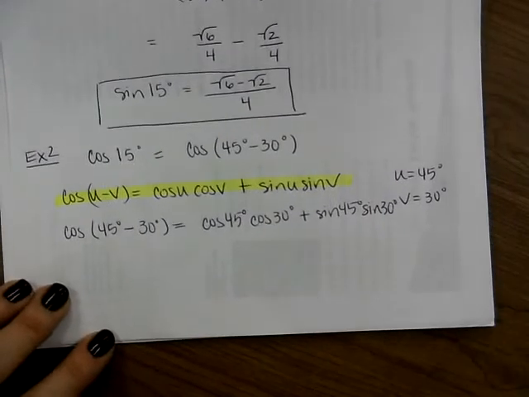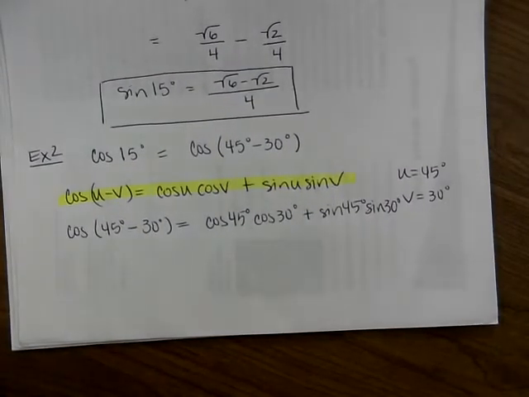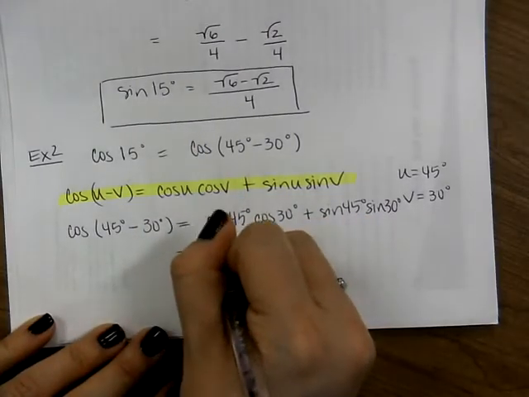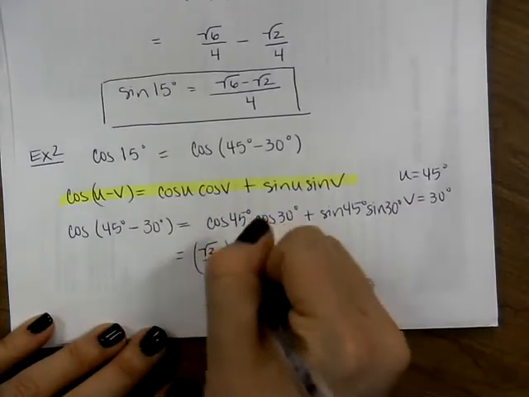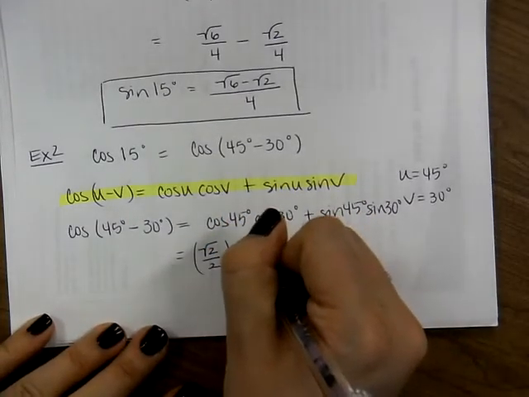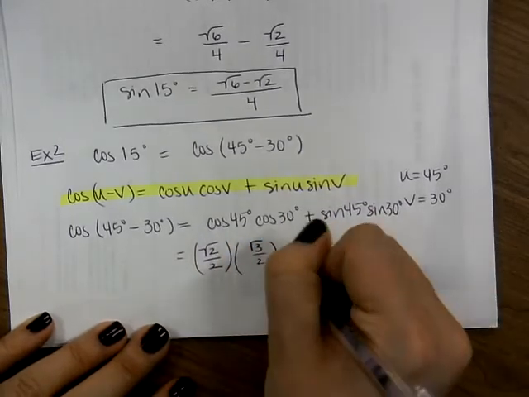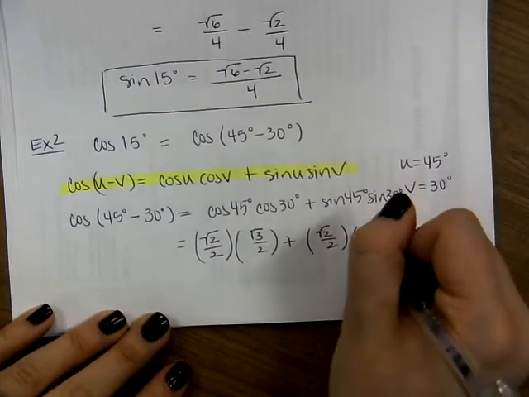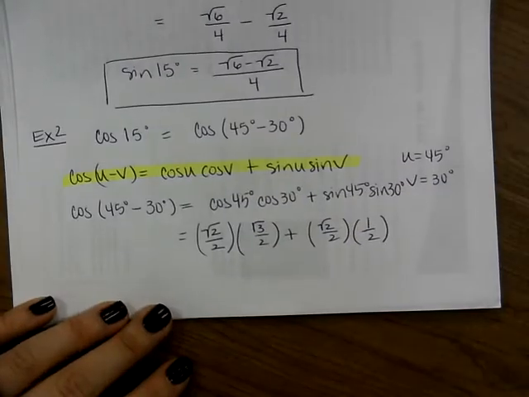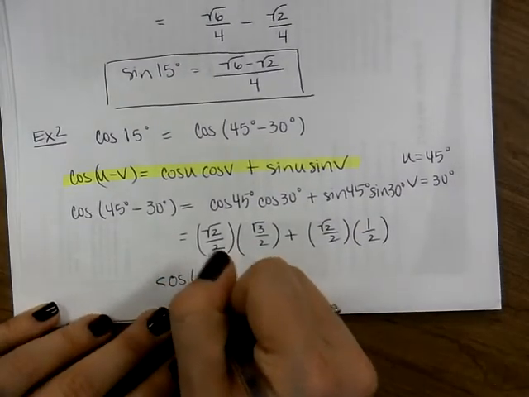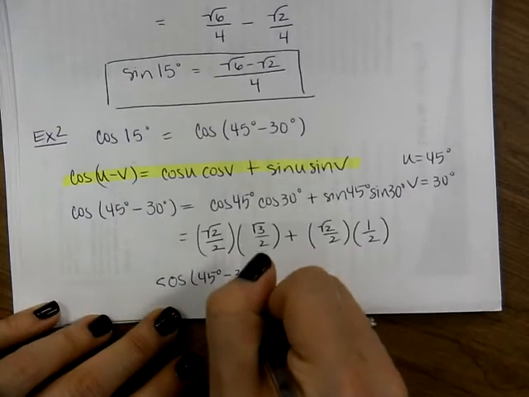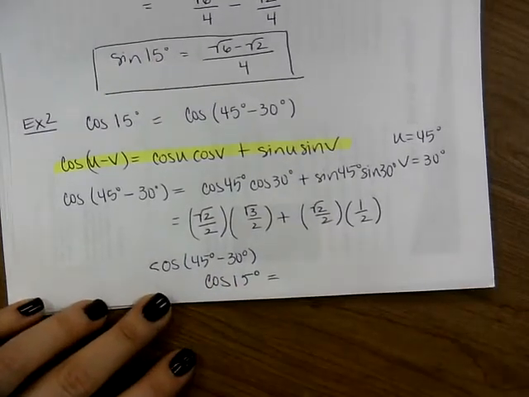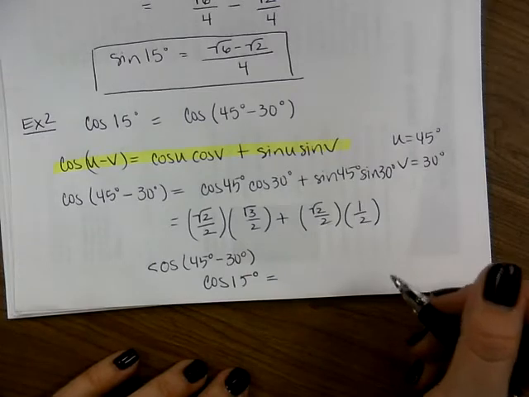Once you do that, now all you have to do is think about the unit circle. So what is cosine of 45? Root 2 over 2. What's cosine of 30? Root 3 over 2. What is the sine of 45? Root 2 over 2. And the sine of 30 is 1/2. So, final answer, the cosine of 45 degrees minus 30 degrees, or better yet, the cosine of 15 degrees, is equal to, isn't that just root 6 plus root 2 over 4?